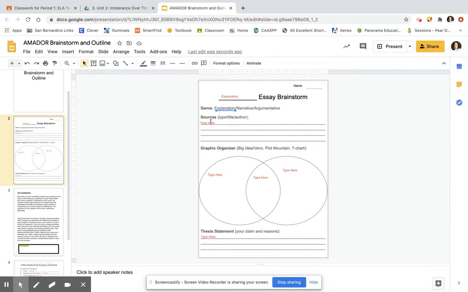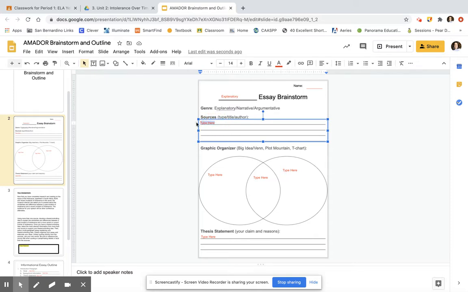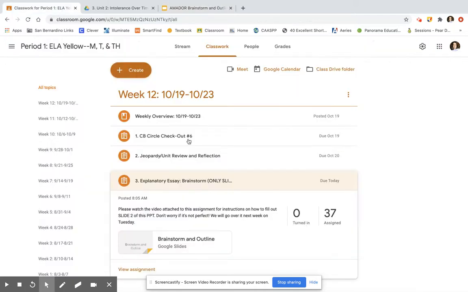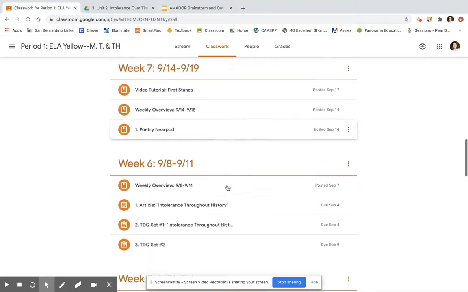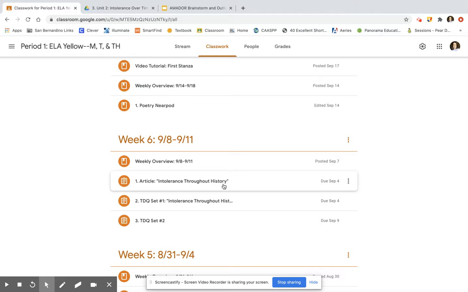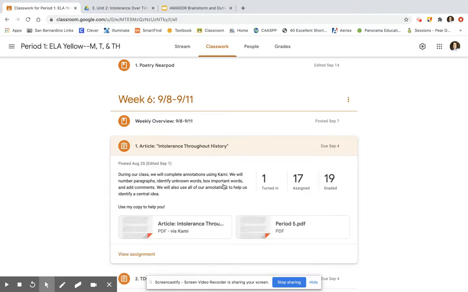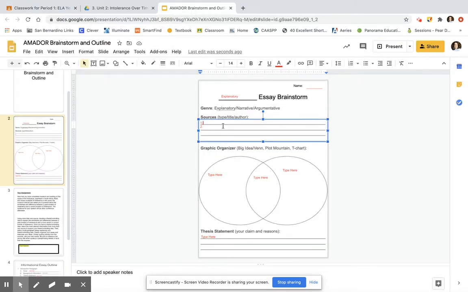Now our next section is sources. For sources, we need to list all the things we read, the type, title, and the author. So I'm going to give you a hint. We read 2 things, and they were both articles. The first article we read was all the way back weeks 3 through 6. We read the article Intolerance Throughout History. The type of reading this was, or type of text, was an article. The title is Intolerance Throughout History, and the author was unknown.